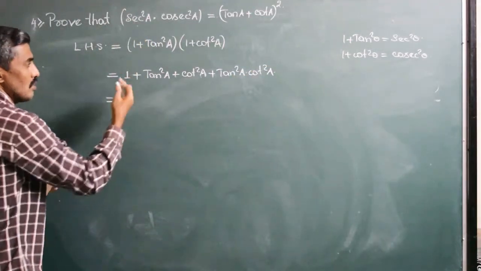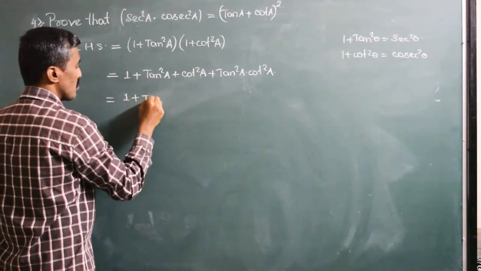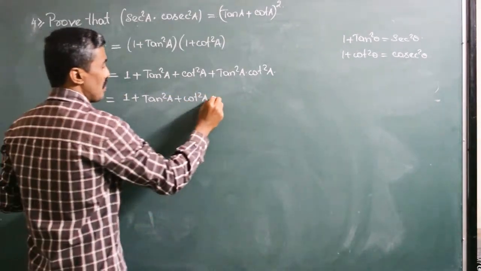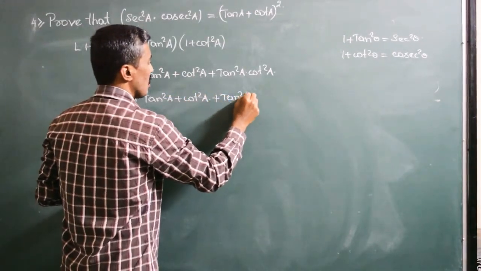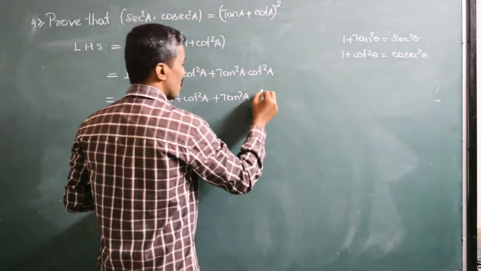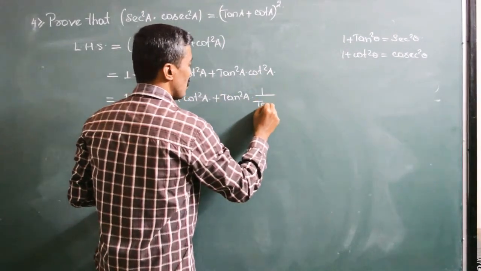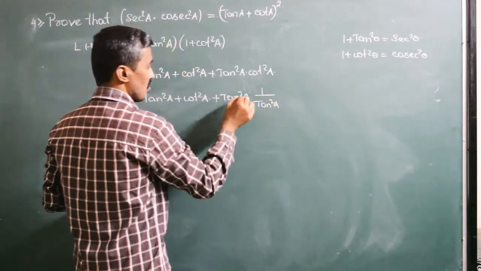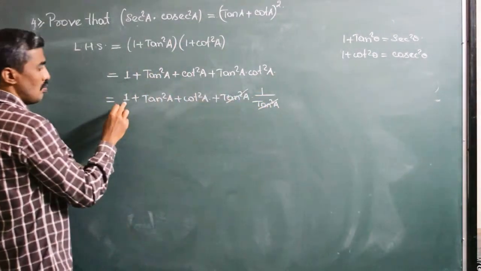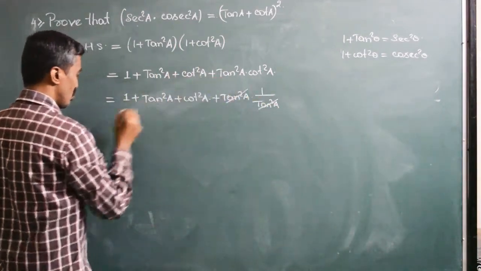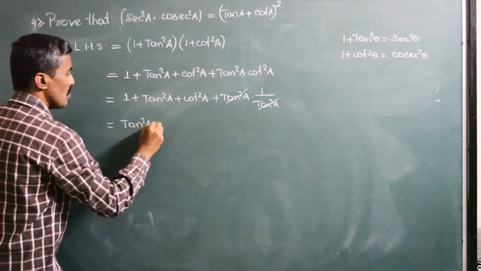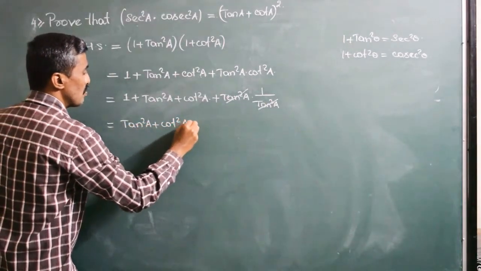In the next step, keep the first three terms as they are: 1 plus tan square A plus cot square A plus tan square A. Cot A is the reciprocal of tan A, therefore I will express cot square A as 1 by tan square A. So this tan square A gets cancelled, then we get plus 1. Here already one more 1 is there, so 1 plus 1 is 2. So I will write the first two terms, tan square A plus cot square A, plus 2.